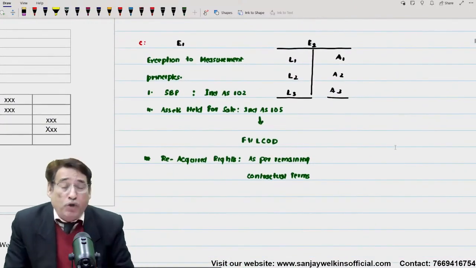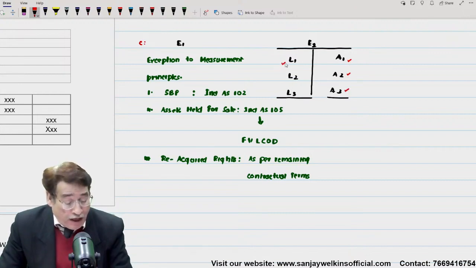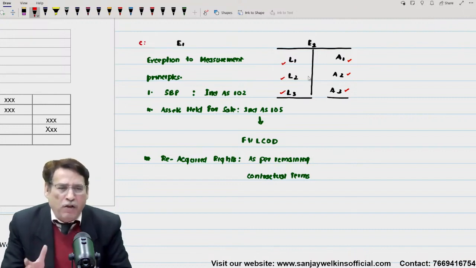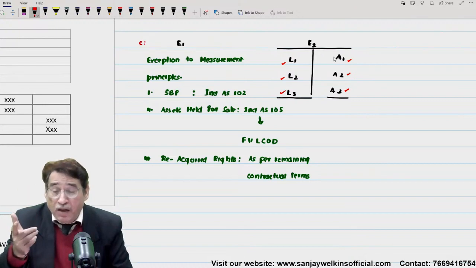Then second point, we talked about this particular fact that there may be some items which are appearing in the balance sheet of the acquiring company, correct? Assets and liabilities. The general rule is that we have to record them, and we have to record them at what value we are supposed to record them. Please give me the answer now.